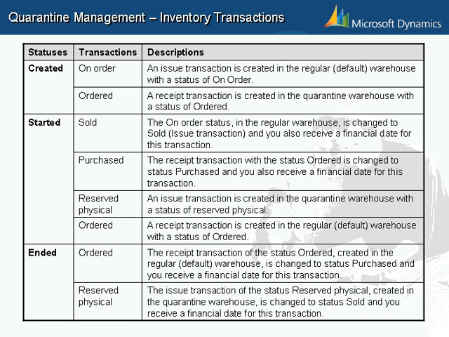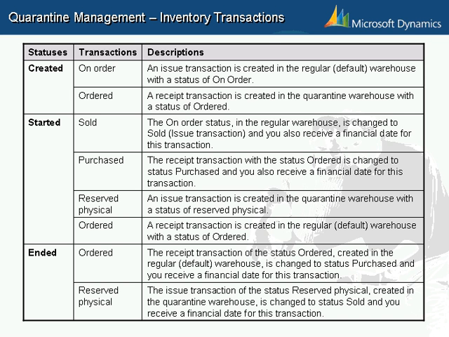Then an issue transaction is created in the quarantine warehouse with the status of reserved physical. The inventory transaction issue status will be reserved physical. And in the next situation, a receipt transaction is created in the regular default warehouse with the status ordered. The inventory transaction receipt status will be ordered. And we manually change the status from reported as finished or started to ended, and the system generates ordered and reserved physical transactions for us: for issue status reserved physical and for receipt status ordered.